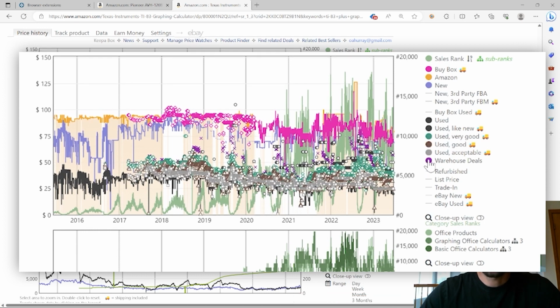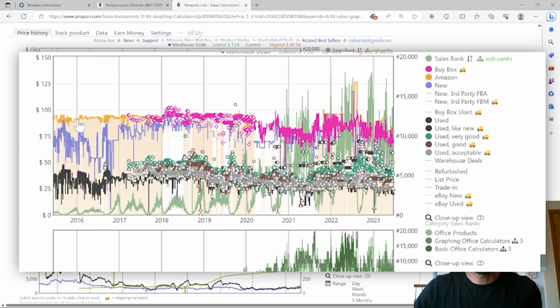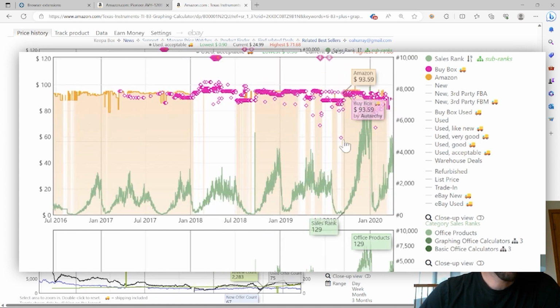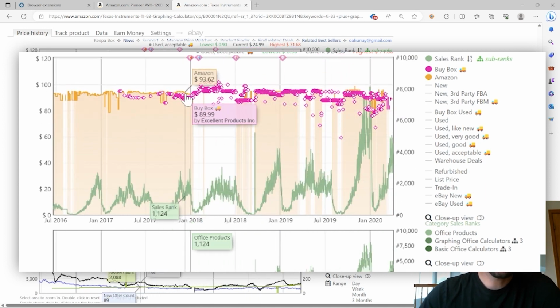But sometimes it does get a little bit laggy and overcomplicated. The next thing that we haven't talked about yet is this yellow line here. The yellow line is Amazon being on the listing. And so we often see that the buy box is pretty close to the Amazon price. On some listings, when Amazon is on the listing, they're just always going to take the buy box.